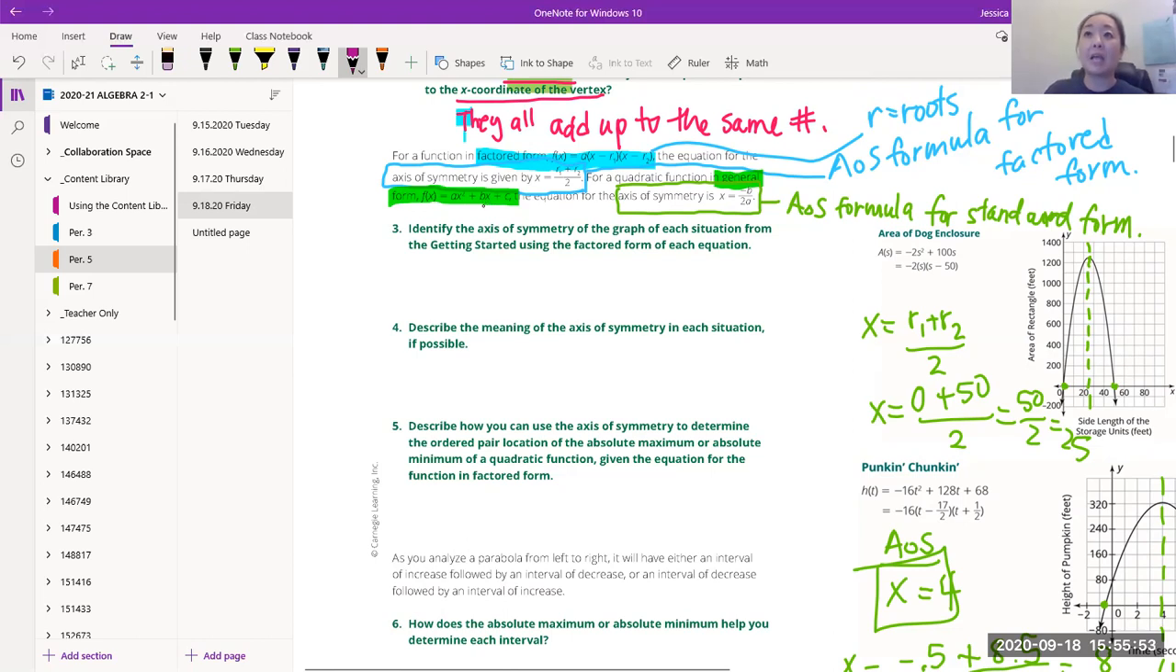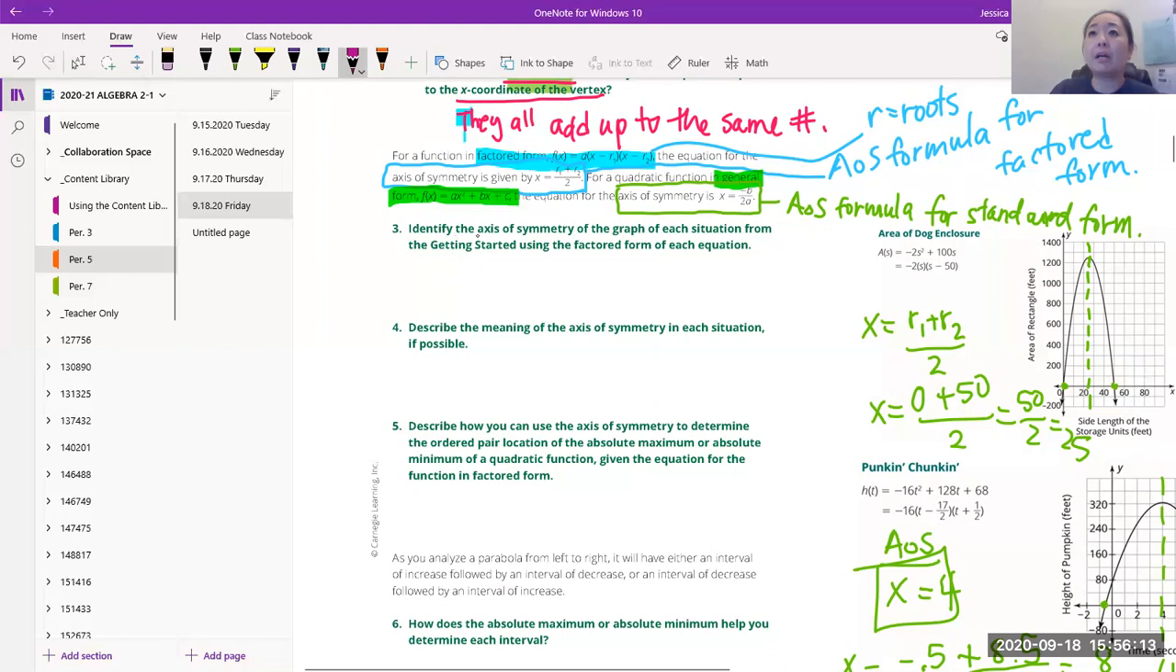These are all the same equation, same function, right? But they're in different forms. So this is in standard form, or general form as the book likes to call it. This is in factored form. And then there's one other form that we have, though I'm not going to tell you yet because we're not doing that yet. So next week, stay tuned.